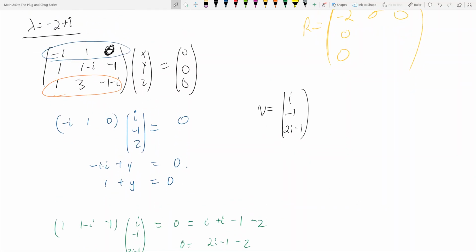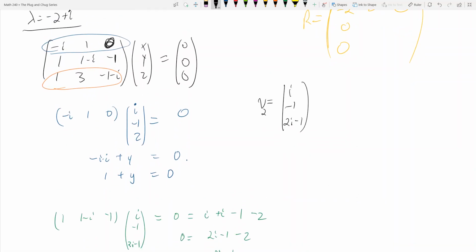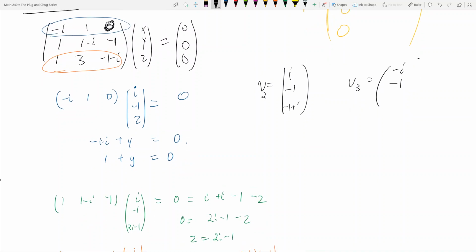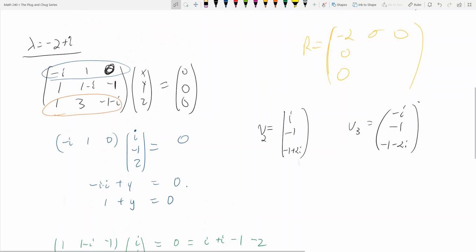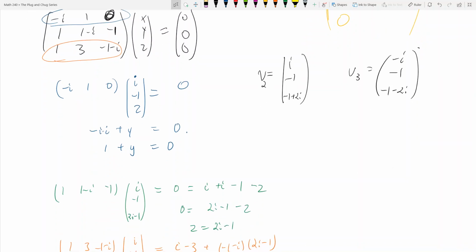And so now you get v2 is equal to this guy. All right, I can just tell you what v3 is. v3 is just going to be the complex conjugate of anything that's complex, all right? So instead of 2i minus 1, you might want to write it as negative 1 plus 2i, all right? And so then this becomes negative 1 minus 2i. And so that's going to be what v3 is, I guarantee you. And so there's no point in checking what that eigenvalue, negative 2 minus i, is going to be. And so we have v2 and v3.